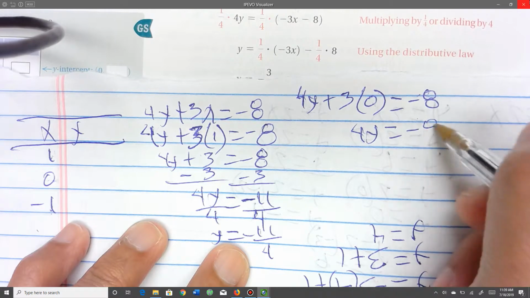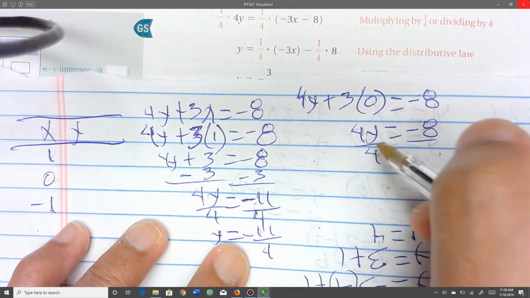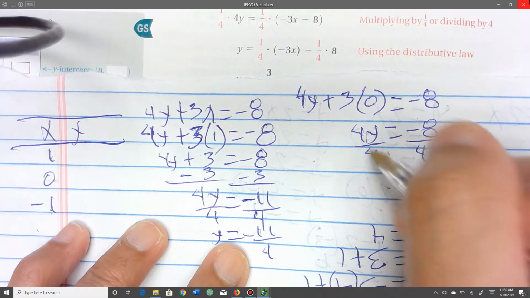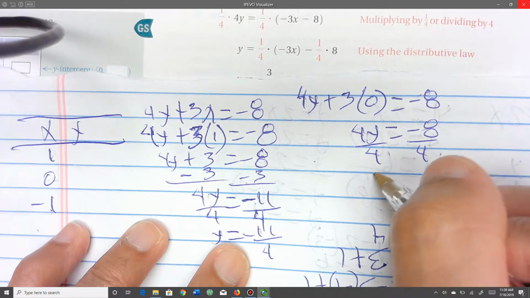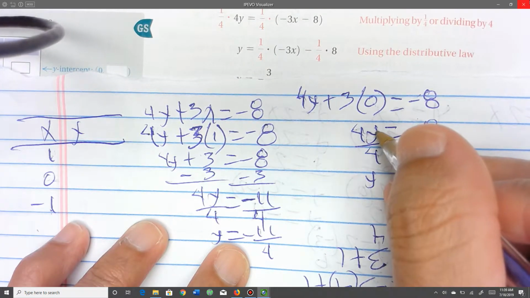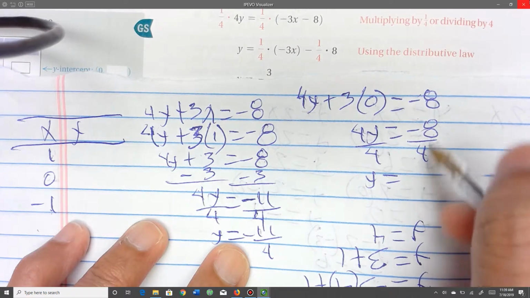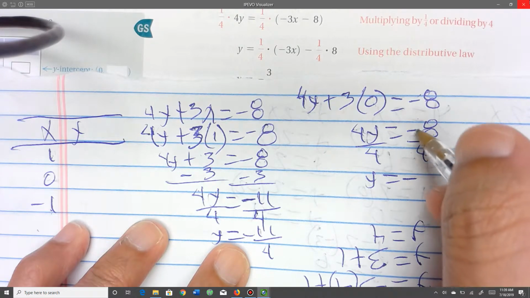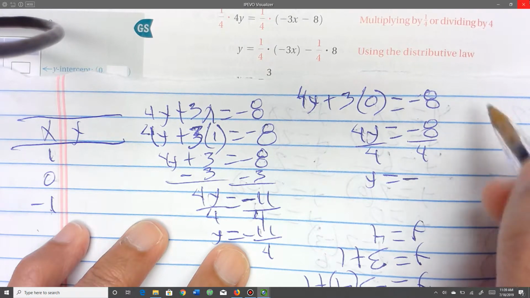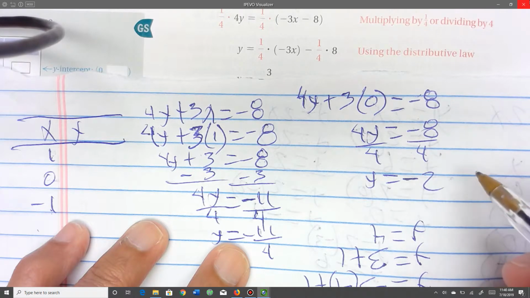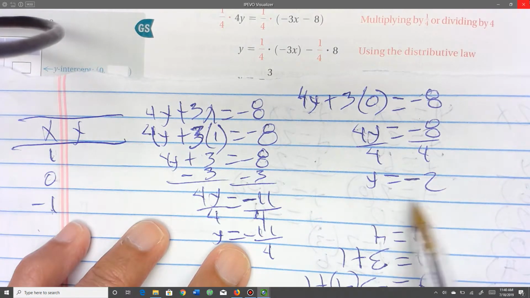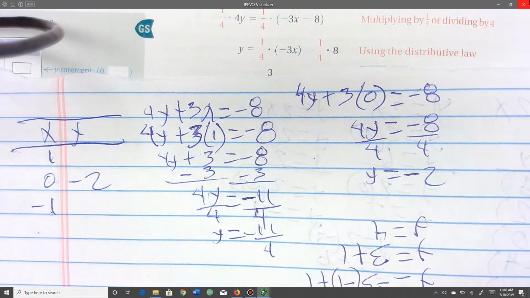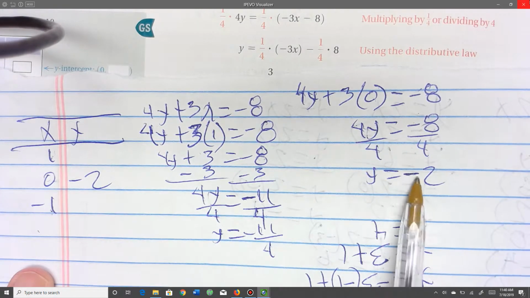For y, rewrite everything else. Use the multiplication principle. Since I'm multiplying here, I need to divide by 4, the number I'm trying to move. Do it to both sides to keep it balanced. 4 divided by 4 is 1 times y is y. That equals negative 8 divided by 4. Since I'm dividing a negative and a positive, the answer is going to be negative. 8 divided by 4 is 2. So the answer is y equals negative 2. Alright, so I at least have 1 point.